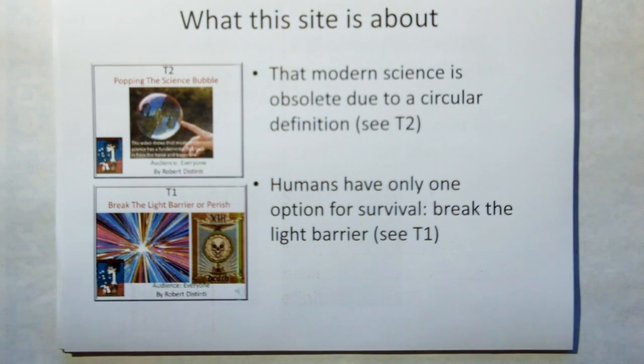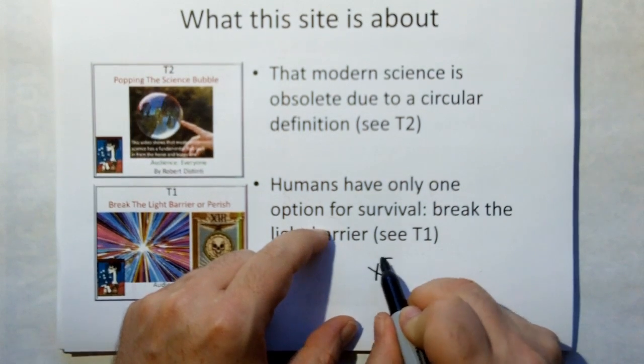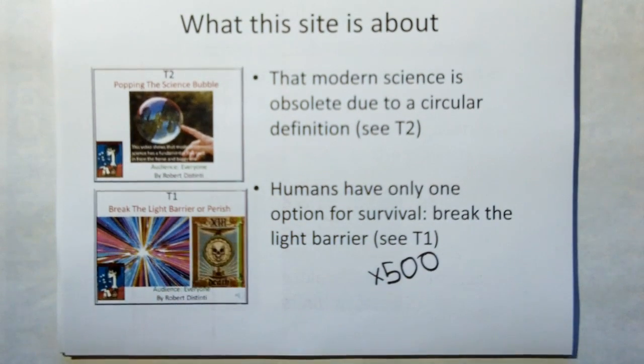T2, which shows that modern science is obsolete due to a circular definition, which is a complete rot at the foundation. And that humans only have one option for survival, and that's going to break the light barrier, and they're going to have to break it by a factor of 500 or better. If we don't do that, we're pretty much, let's just have a war and get this silly human race over with, because we have no other options.